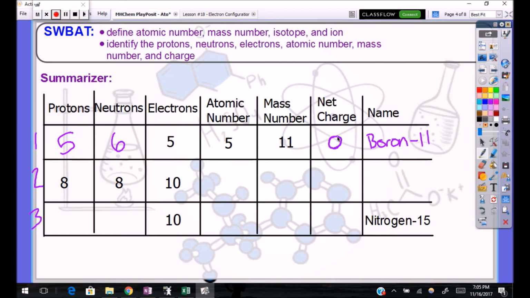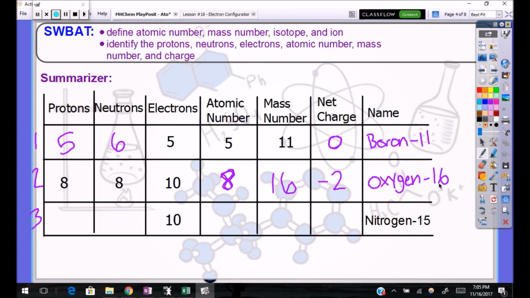Okay, next one. We're given the protons, neutrons, and electrons. So this should be pretty easy. The atomic number is the same as the protons. It should be 8. The mass number is the protons plus the neutrons. It's 16. Our charge, protons minus electrons, 8 minus 10, gives us a negative 2. And we look on our periodic table, 8 is oxygen, and this has a mass of 16.